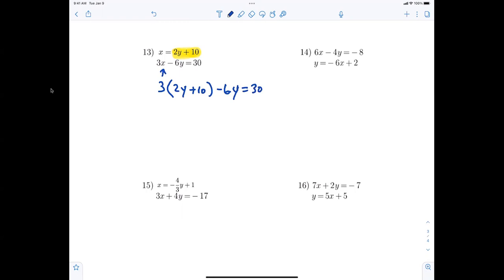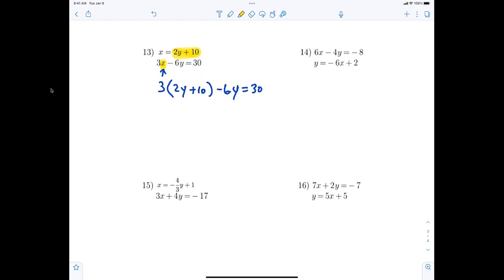I thought we always had to substitute the y over. Oliver, when did I say that? The 2y plus 10 equals x. That's what it says on the board. Yes, it does. So you're just putting it in for x. Yes, I'm putting it in for x.